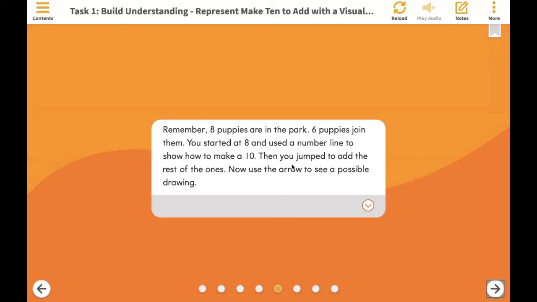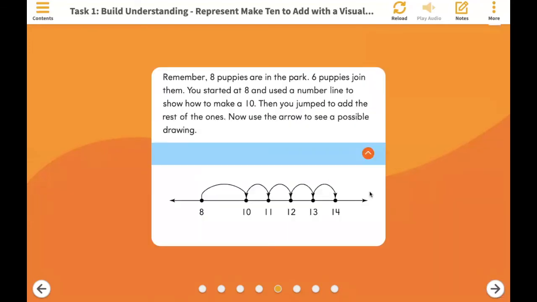Remember, 8 puppies are in the park. 6 puppies join them. You started at 8 and used a number line to show how to make a 10. Then you jump to add the rest of the ones. Now use the arrow to see a possible drawing.